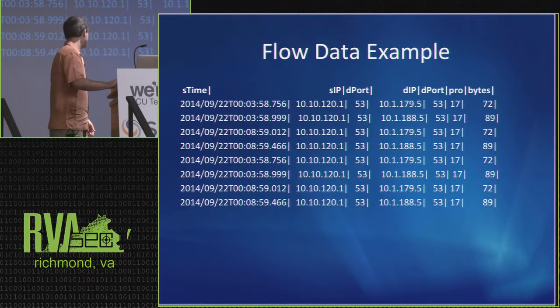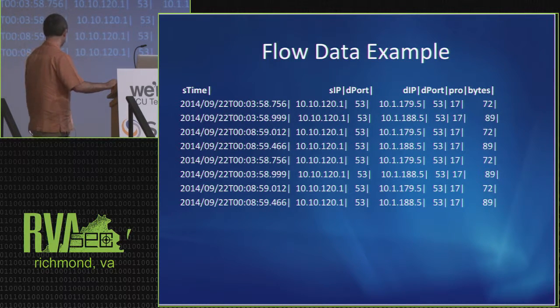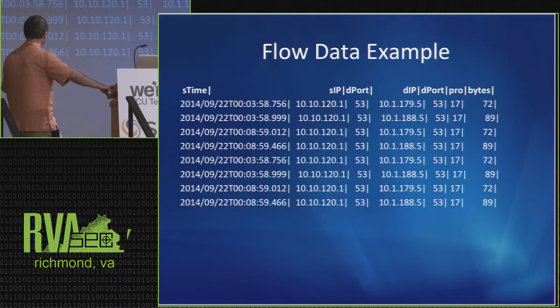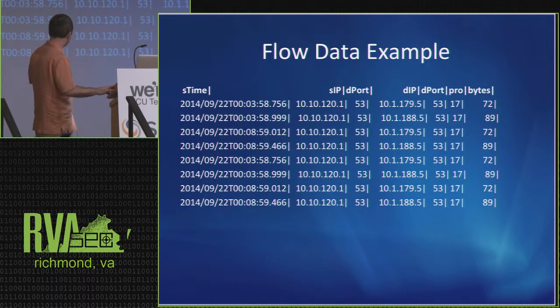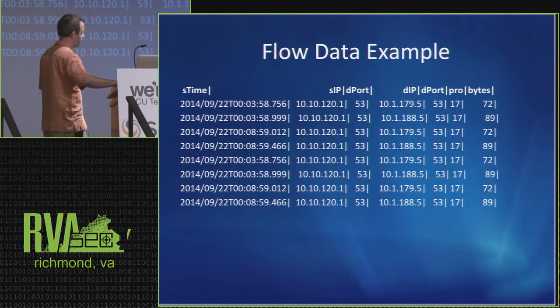So here's an example of flow data just in a little text box. Looks pretty ugly, but flows really do look ugly, like your communication log for your phone would look. But you can get a lot out of this if you have a good way to parse it. Again, here you have the 5-tuple as well as the source time and a byte count at the end.